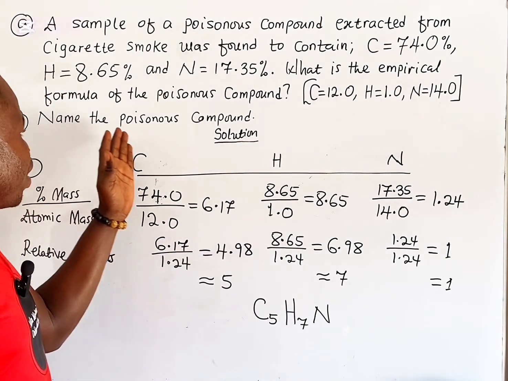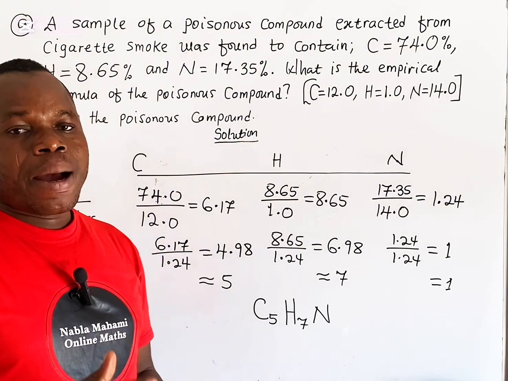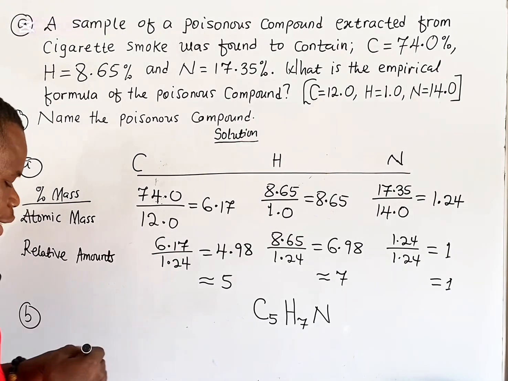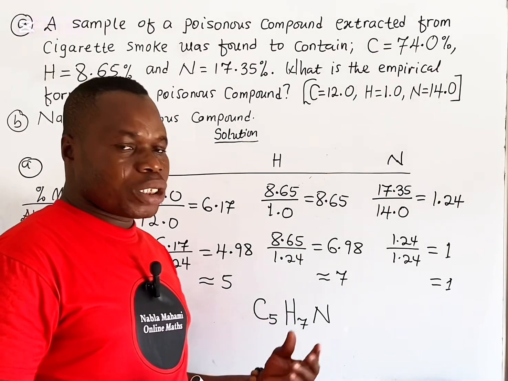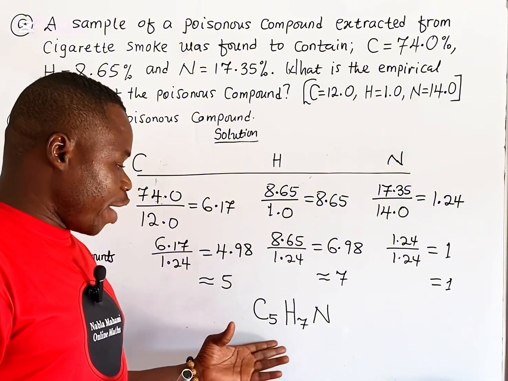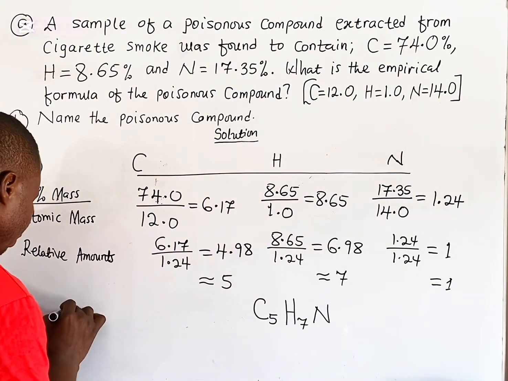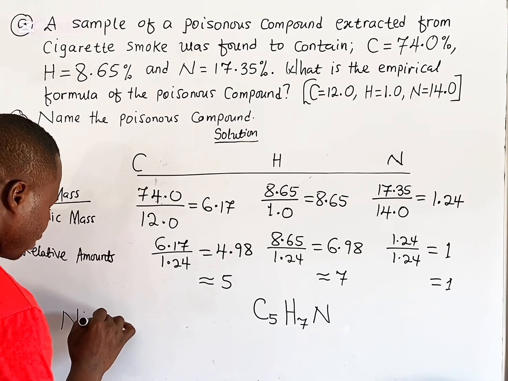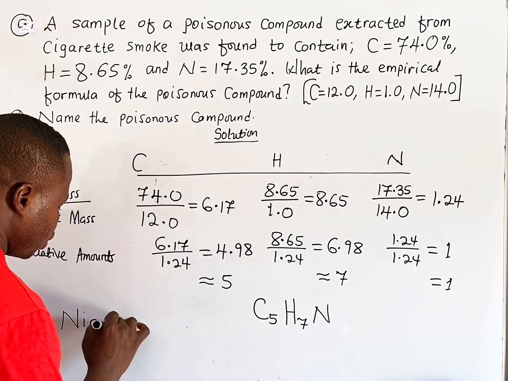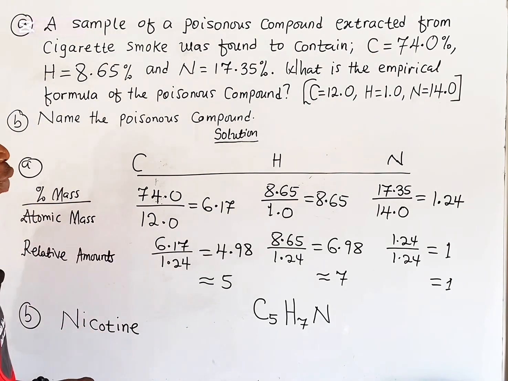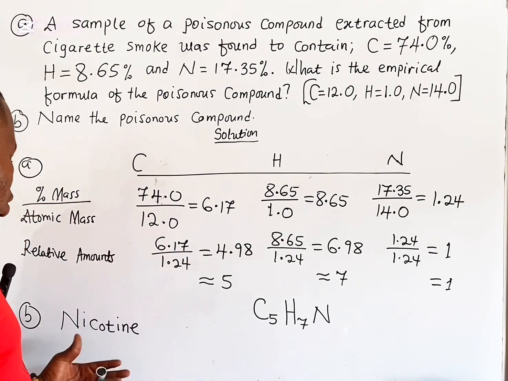For part B, they are saying that we should name the poisonous compound. So B, the name of this poisonous compound, C5H7N, is called nicotine. So have N-I-C-O-T-I-N-E, and that is the name of this compound, nicotine.